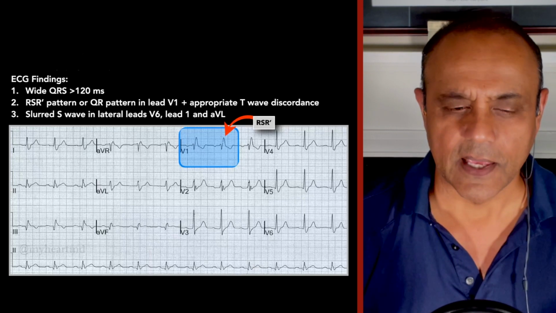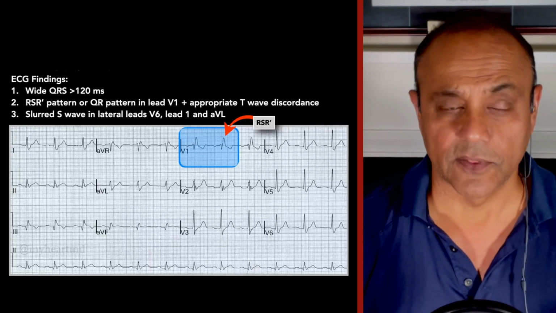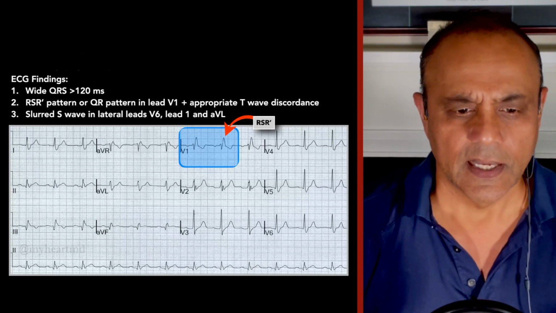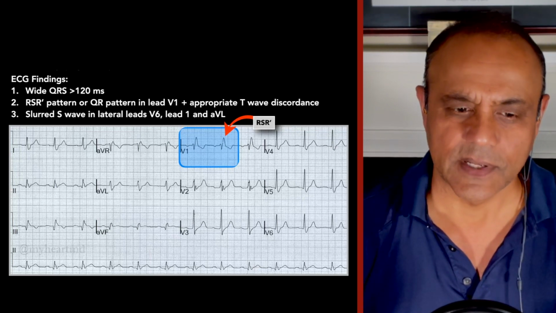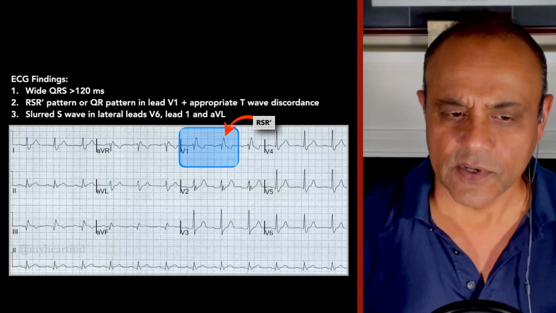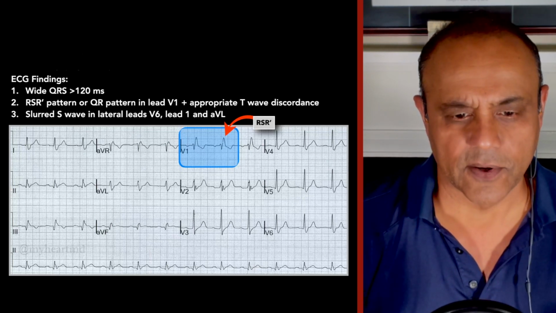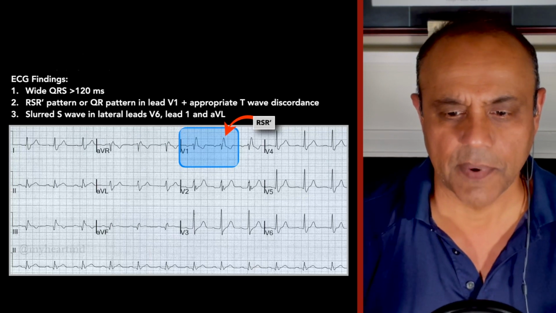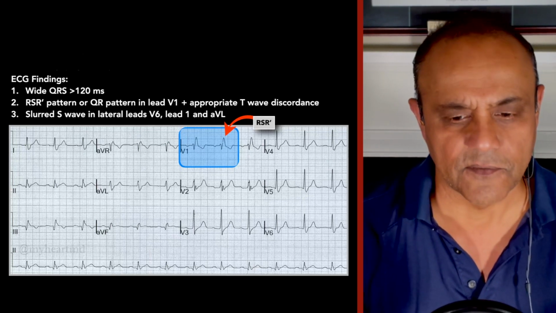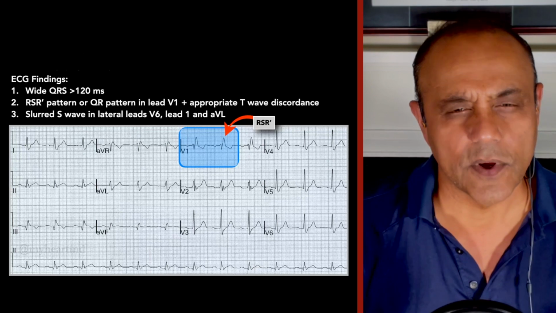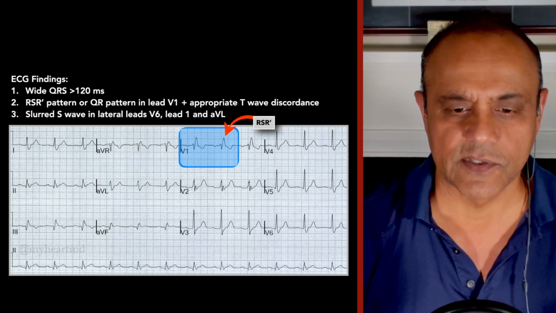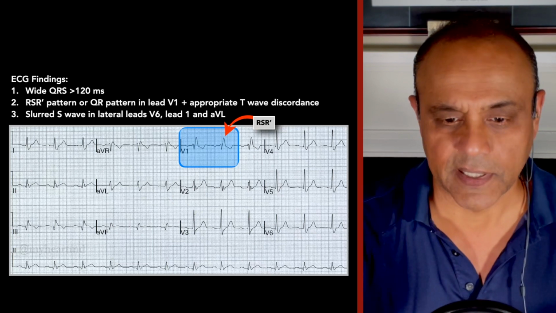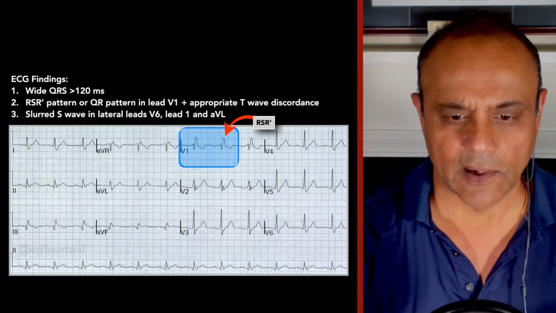So the obvious ECG findings are that the QRS is wide. It's greater than 120 milliseconds rather. It's not tachycardic. There's an RSR prime pattern. Sometimes you see a QR pattern, but this is an RSR prime pattern seen best in lead V1, along with slurred S waves in lead V6 and in the limb leads 1 and aVL.